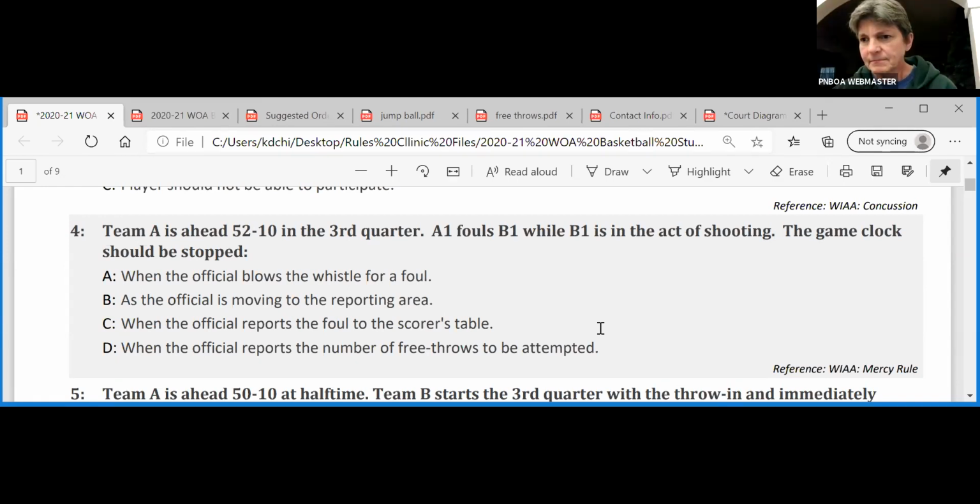Is that clear? Yep. Okay. So the answer is D, when the official reports a number of free throws to be attempted. We have white 21, push, 2 shots. When that 2 shots comes out and you show the 2 fingers, that's when the clock stops.